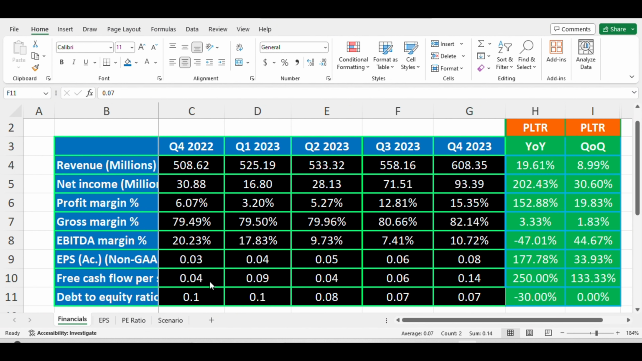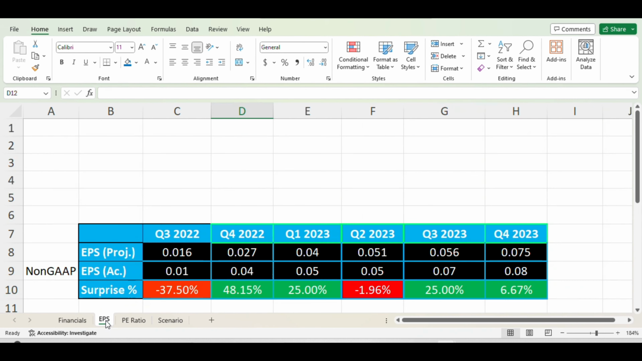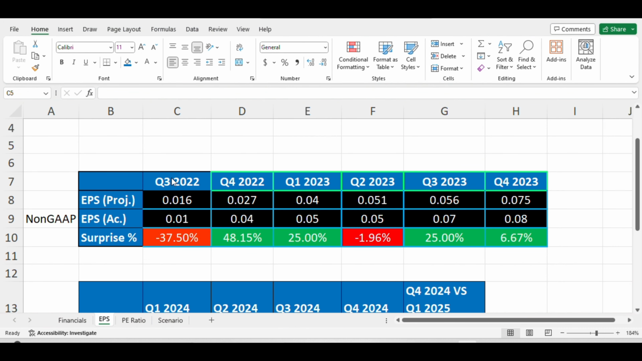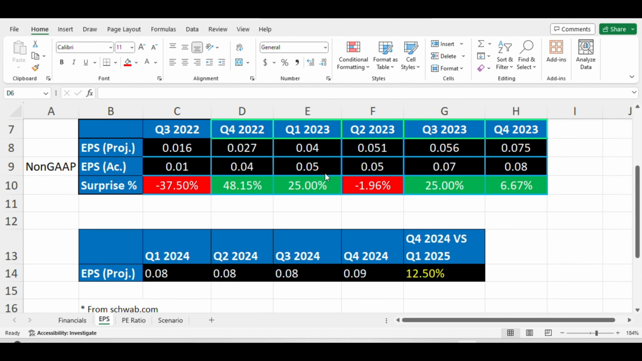Now let's take a look at EPS. You see this table? I have the EPS for the last 6 quarters, projected versus actual, and the earnings surprise. In the last 2 quarters, there was a positive earnings surprise, and then we had a miss, and then again we had a positive earnings surprise. In terms of the future projection, these are the 4 quarters and the future projection.